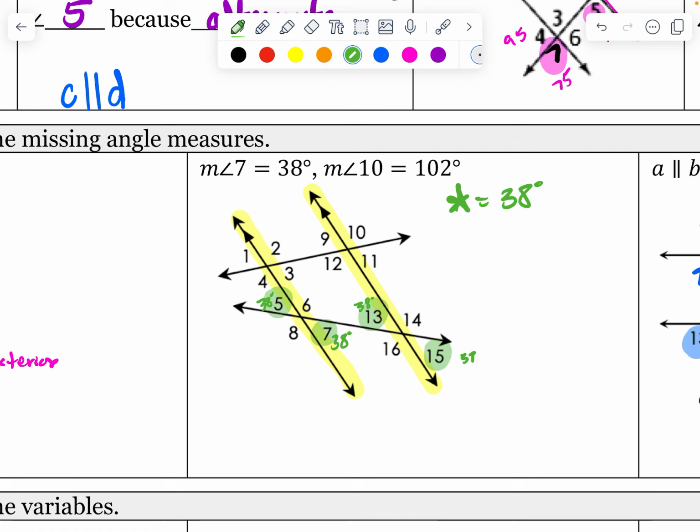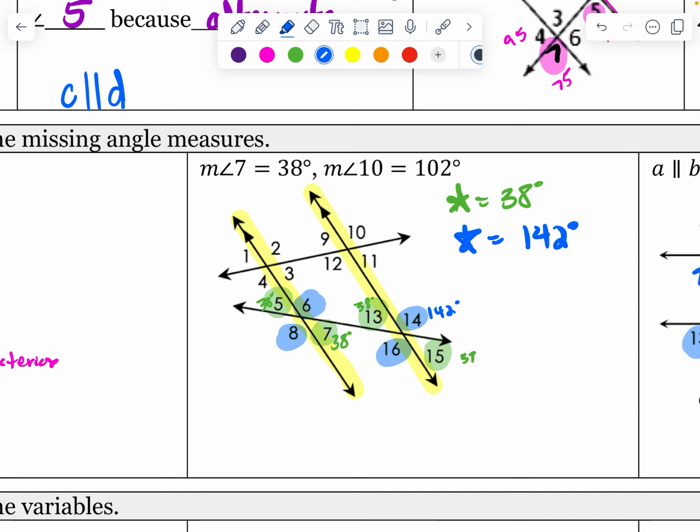Which means I can figure out everything else on the bottom because it's going to be supplementary. So 6, 8, 14, and 16 are all going to be the same measure. 180 minus 38 is 142. 142 degrees. All of these are going to be 142 degrees. So we figured out the whole bottom part.